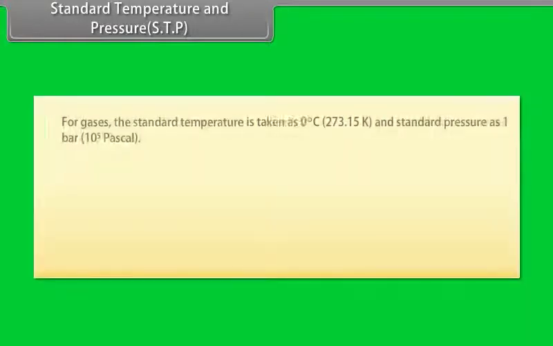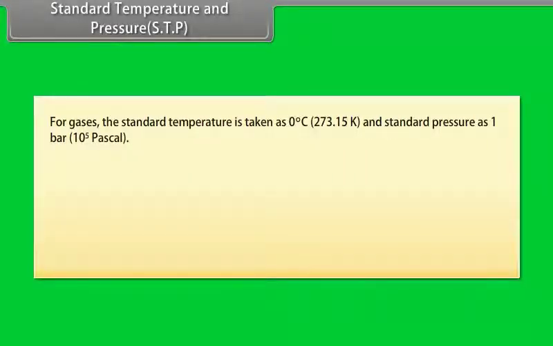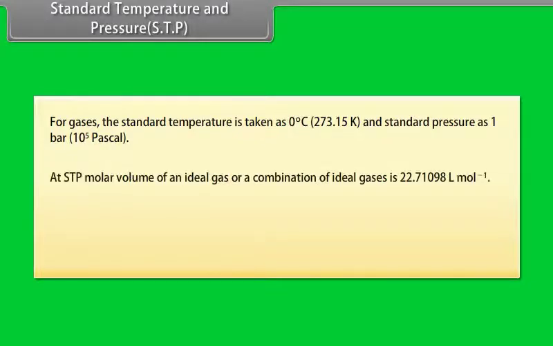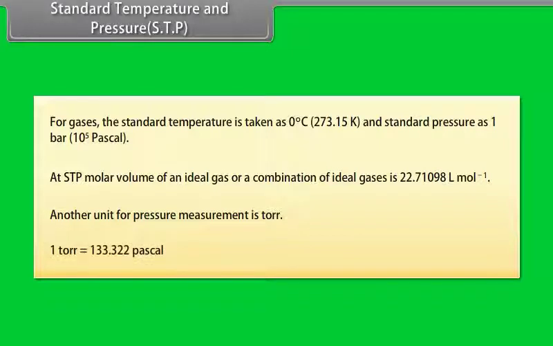Standard temperature and pressure, S.T.P. For gases, the standard temperature is taken as 0 degrees Celsius or 273.15 Kelvin and standard pressure as 1 bar or 10 raised to the power 5 Pascal. At S.T.P, molar volume of an ideal gas or a combination of ideal gases is 22.71098 liter per mole. Another unit for pressure measurement is torr. 1 torr is equal to 133.322 Pascal.